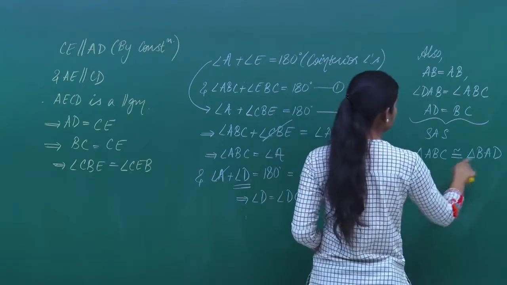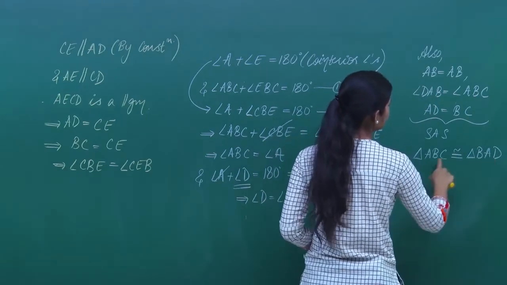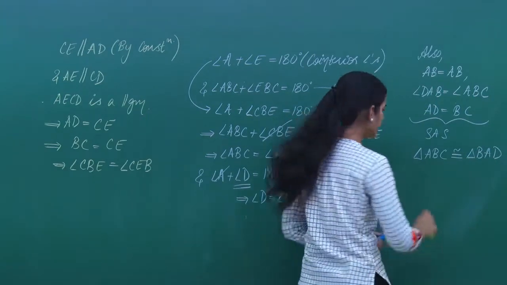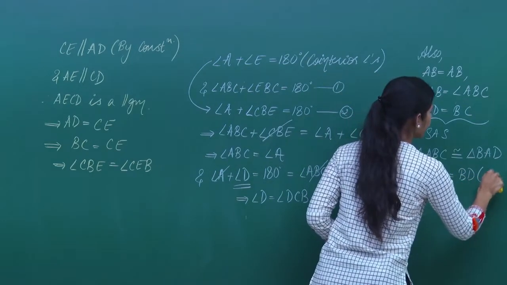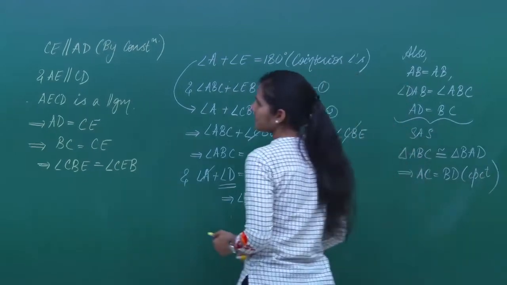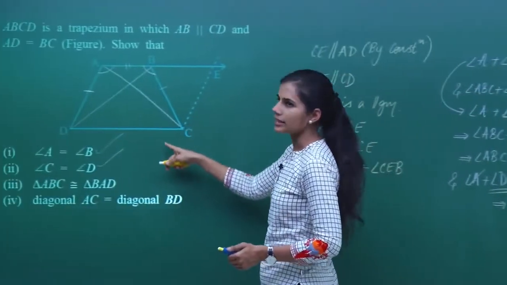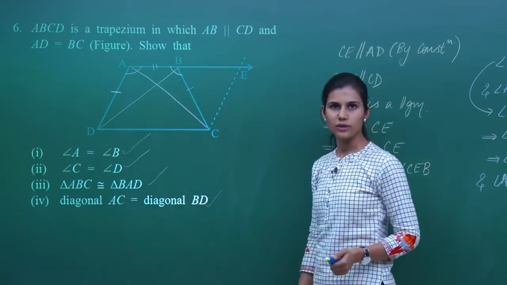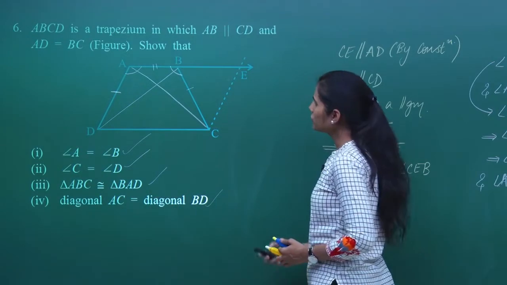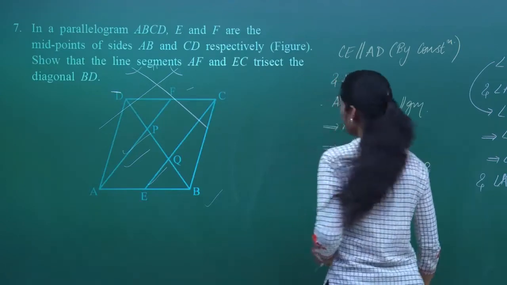Thereby implying that AB is the same as BA, BC is the same as AD, AC is the same as BD. I need AC is the same as BD. Because AC and BD are the two diagonals, and therefore I have got, as a result of their congruence, the diagonals are equal.